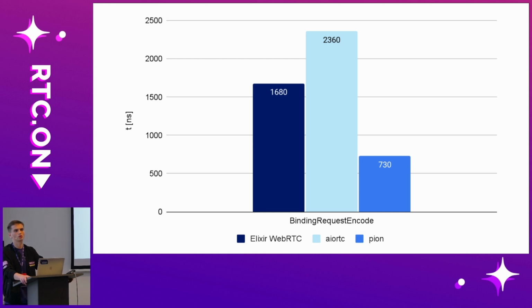Pion was, of course, the fastest implementation in every single category. We started with binding request encode, so how much time we need to encode binding requests. In this case, Elixir WebRTC is faster than aiortc. We just need about 1,700 nanoseconds, aiortc about 2,400 nanoseconds. So that's, I think, a significant difference.